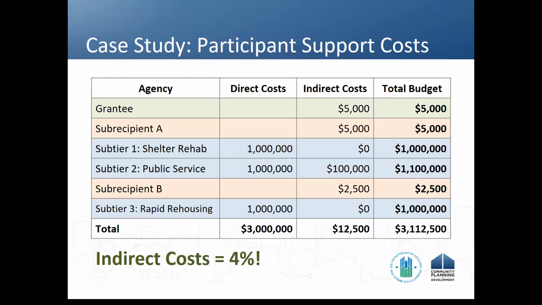Finally, the grantee, same thing. They've got 2 awards, one for subrecipient A and one for subrecipient B. So again, they've got 5,000 as well that they can recoup for their own indirect costs of the ESG-CV award. So now we see that the proper application of the de minimis rate is equal to only 4% of the total ESG-CV award, which is more than 5 times less than what we saw when the de minimis rate was improperly applied.